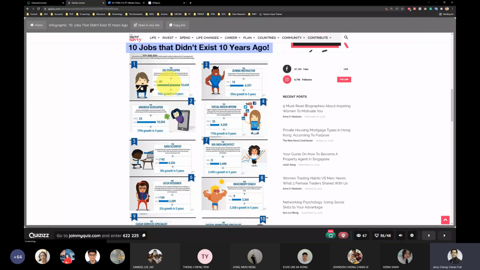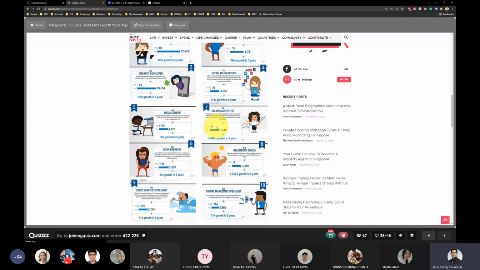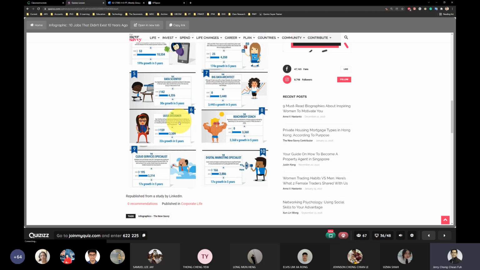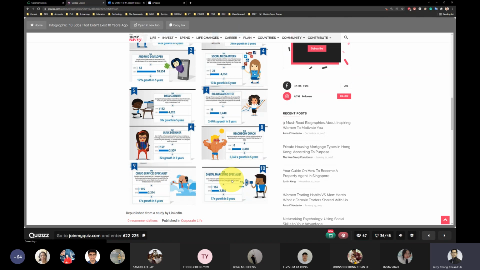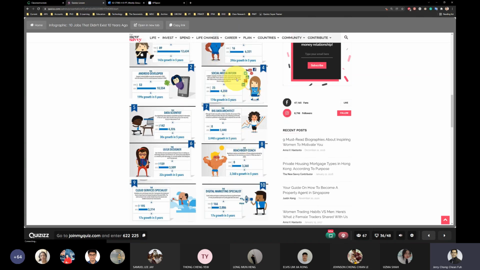iOS developers, Android developers, those are valid positions as well. As you can see here, even things like Zumba instructor, social media intern, data scientist, big data architect, UI or UX designer, even some not so technology related ones. There's a Beachbody coach, cloud services specialist, digital marketing specialist. The social media one is very, very evident. Most organizations today will have at least a team that looks into social media alone.